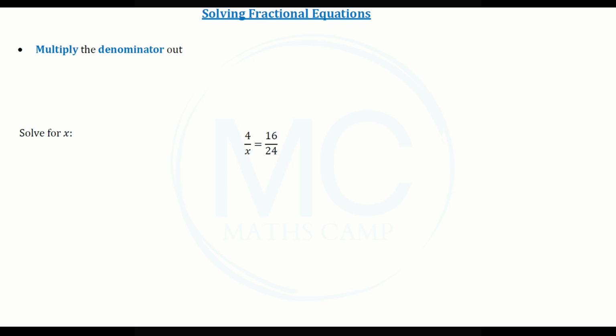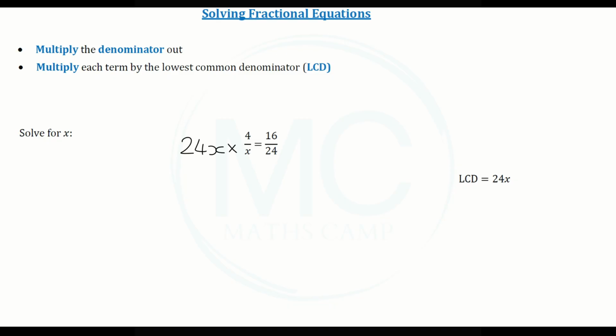Let's do another one. Solve for x. Here we have 4 over x is equal to 16 over 24. We have a denominator of x and a denominator of 24. So we have to multiply the terms by the lowest common denominator. To find the common denominator here, we can multiply 24 and x together, and we see that denominator will be 24x. So let's multiply 24x on this side, and again on this side.